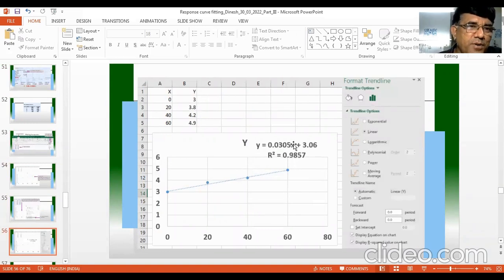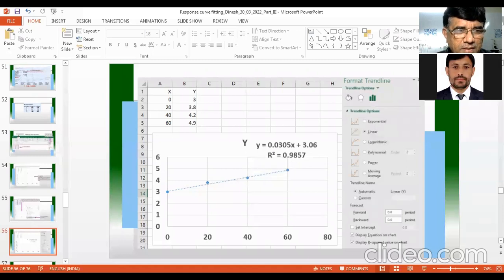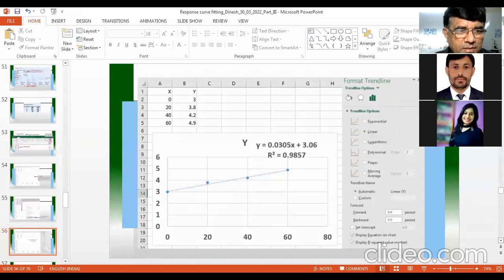So I think plotting of the equation is clear to you, and we'll see how the quadratic can be plotted now. Any doubt, any question in this? Any problem in this? Shruti, any problem? No, sir. Okay. Clear? It is very easy.